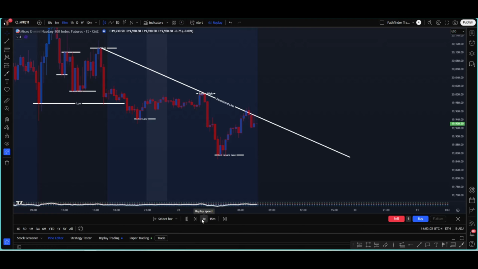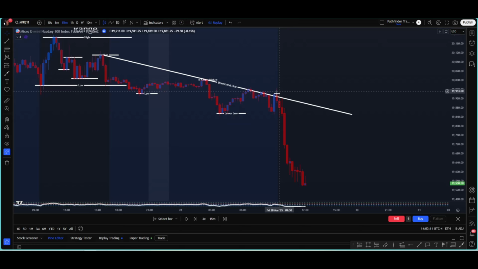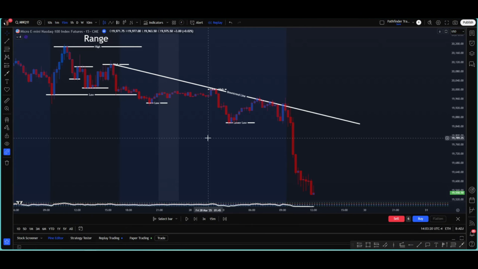I'll speed it up a little bit. Rejection, rejection, rejection, and the market drops off. So these are the types of trades that traders look to take off of a downtrend line or an uptrend line going in the market.